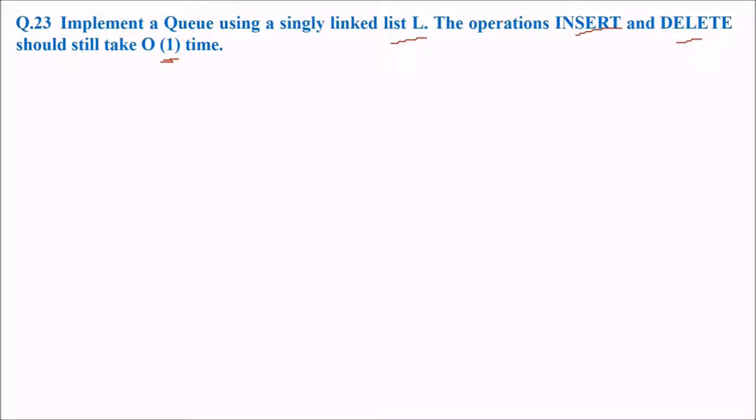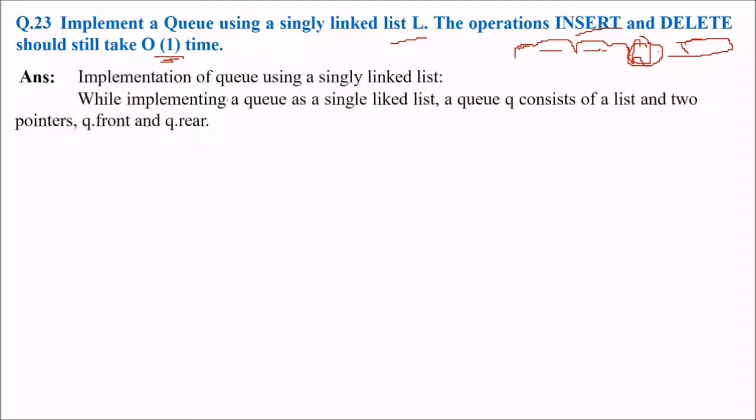Insertion and deletion, that means in a single linked list, if you want to insert, we have to traverse. So at least if insertion has to be done at the end, so the end comparison has to be made, but it is saying that only order of one needs to be done. Delete also we have to reach to that node, and then we have to delete. So let us see how we can implement a queue using a single linked list.